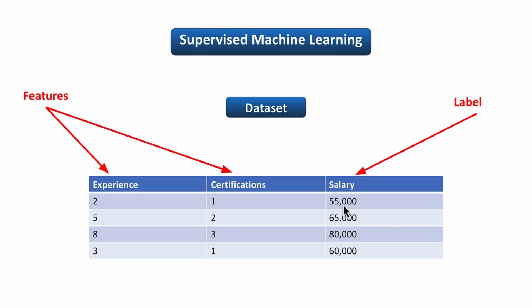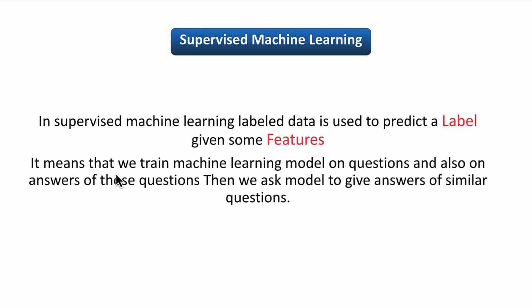And after that we will get our trained model. As the label is also there in this dataset, this dataset will be called a labeled dataset. Hopefully you are getting the point that in supervised machine learning, we train the machine learning model on questions and also on answers of those questions. And then we ask the model to give answers of similar questions.